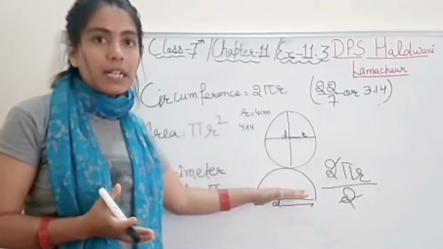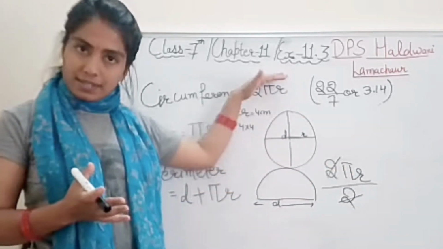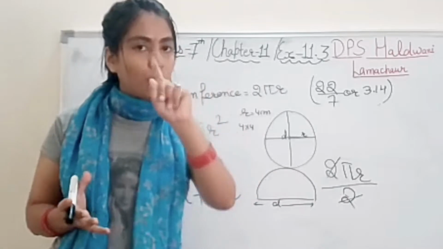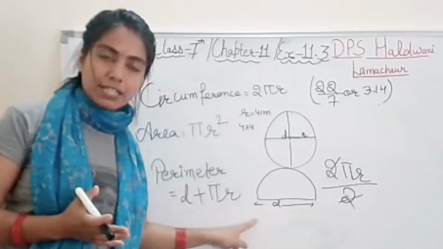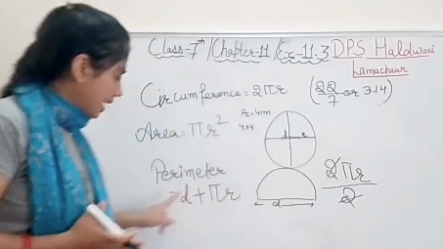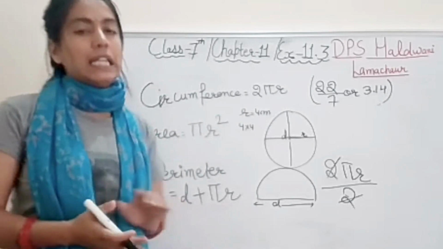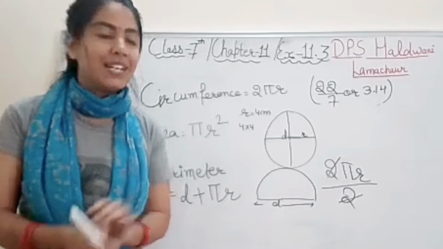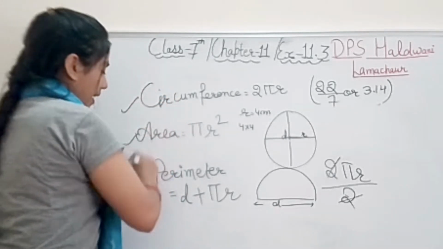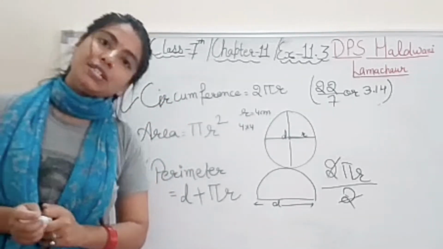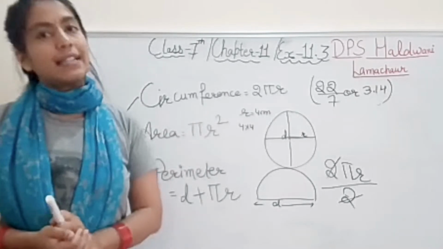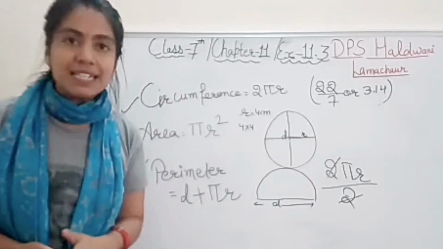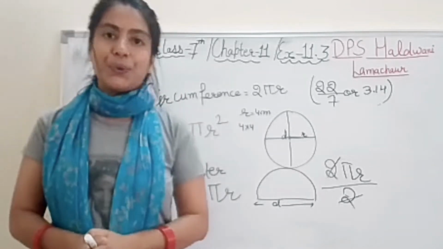How? It's a semicircle. Semicircle means half of the circumference. That is half of the circumference, so pi r. And one more part is there. That is this, which is called diameter. So diameter plus pi r is the perimeter for a semicircle. Right students? So these three concepts we'll study in this exercise 11.3. I hope students you understood these formulas. Learn them and write them down also.